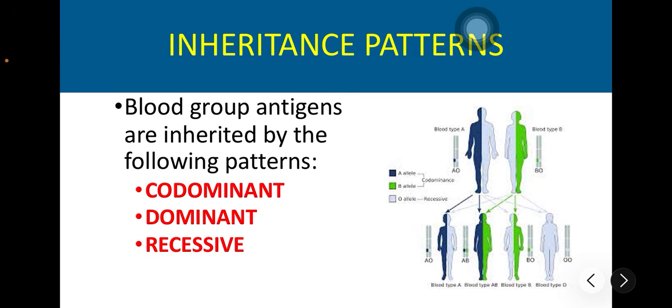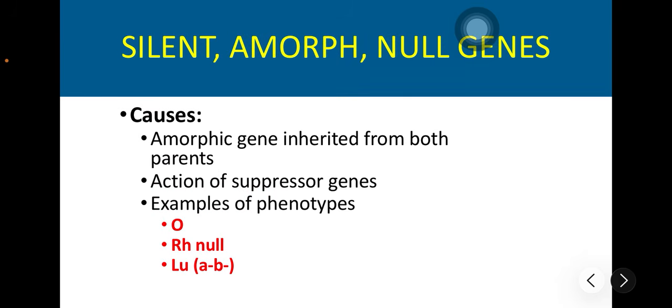If a recessive gene is paired with a dominant gene, it is always the product of the dominant gene that will be expressed. If you inherited both dominant genes, whether A or B, so homozygous or heterozygous for the dominant genes, the antigens will still be expressed. In summary, a dominant gene plus a recessive gene equals the antigen being expressed on your red cells. Now let's proceed to the terms silent, amorph, and null genes.